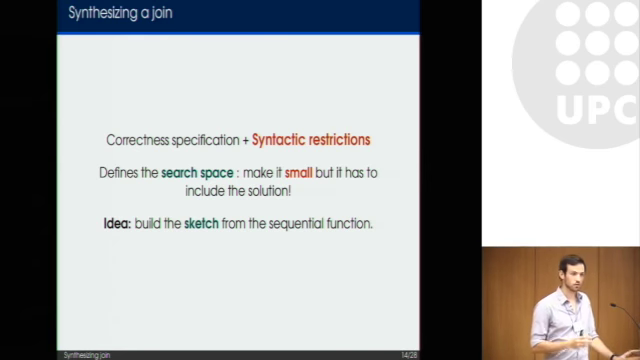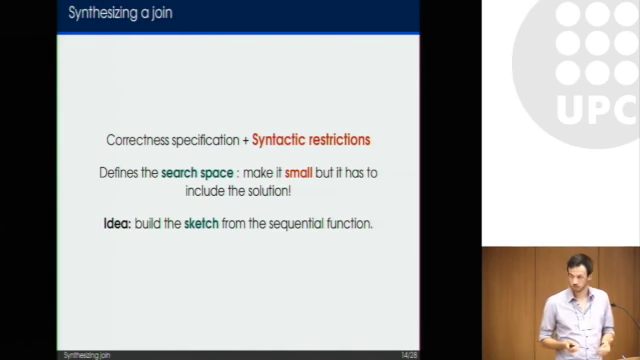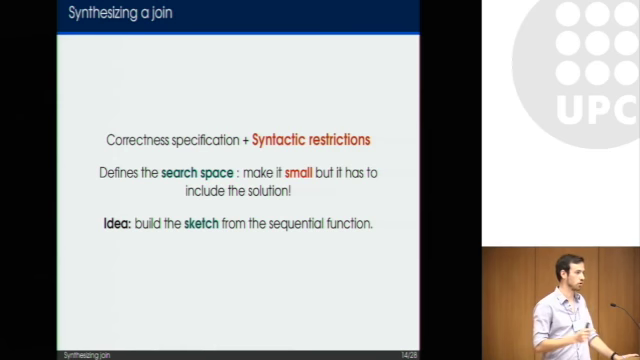So the syntactic restrictions will define the search space for the join. So this is our unknown here. We have to make it small so the problem is tractable and scalable. And it has to include the solution, so we actually find the solution. Our idea was to build the sketch from the code of the sequential function.